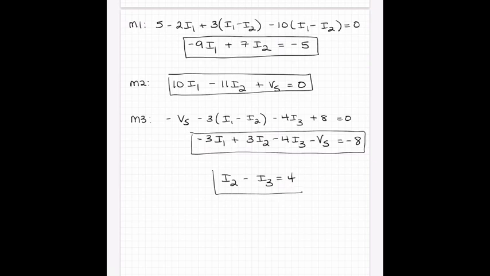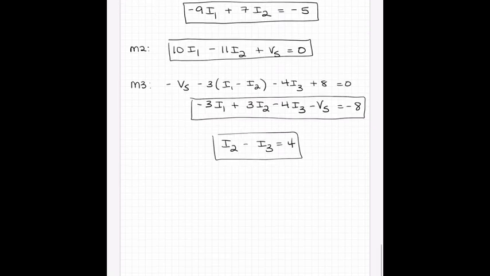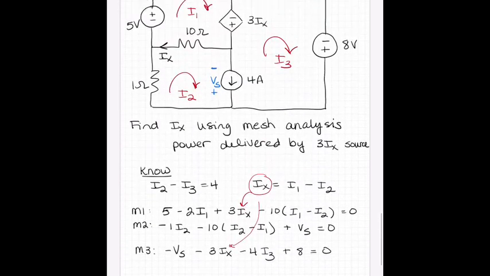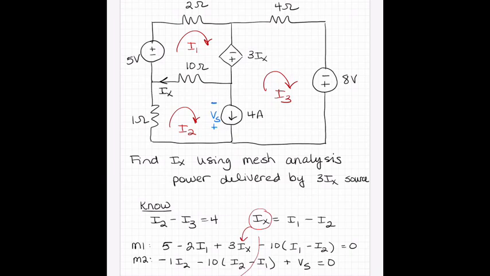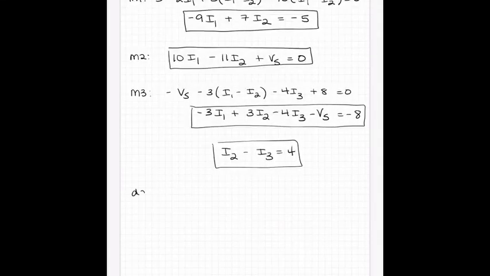So now we have 4 equations, 4 unknowns. We can simplify this down a little bit. We weren't asked to solve for Vs. Remember, we were asked to solve for I1 and the power through the 3Ix source. So we don't need Vs. So let's go ahead and add mesh 2 and mesh 3 together.